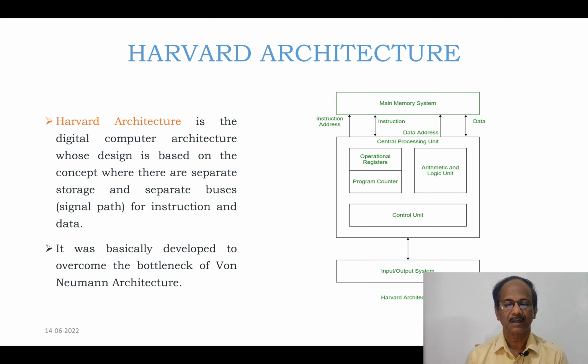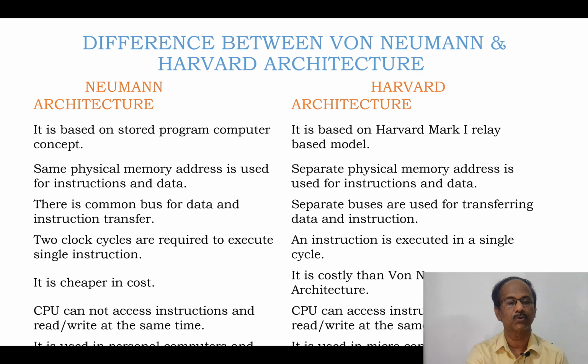So you can see the difference here. In the Harvard architecture, instruction access and data access can take place simultaneously, whereas with the Princeton architecture, that type of access is not possible. So we'll summarize the differences between von Neumann and Harvard architecture. Von Neumann architecture is based on the stored program concept, whereas Harvard architecture is based on the Harvard Mark I relay-based model. The same physical memory is used for instruction and data in von Neumann architecture, whereas separate physical memory is used for instruction and data in Harvard.